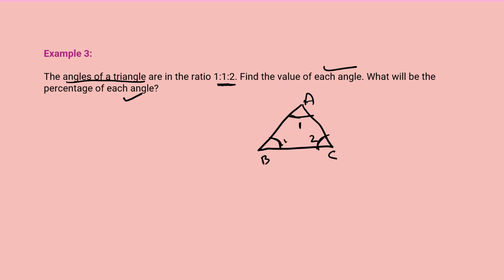ये एंगल 1:1:2 के अनुपात में हैं। हमें क्या बोला है? हमें इन सारे एंगल्स की वैल्यू बतानी है, और वैल्यू के साथ हर एंगल का परसेंटेज भी बताना है। इसके आंसर में जाने से पहले आप एक बार वीडियो को पॉज कीजिए, then you start to solve it yourself, and then you see the solution so that you also develop an understanding.